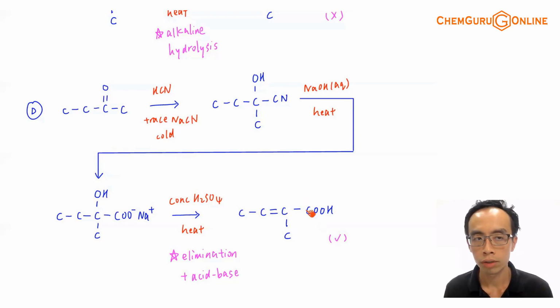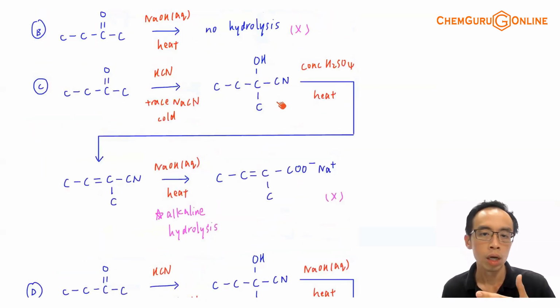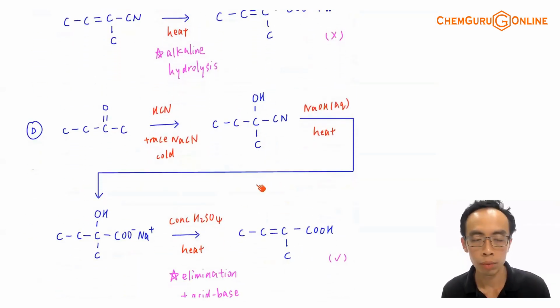So you notice if I consider option C and option D, which are pretty close, it's just the sequence: which one do you want to do first, which one later? Should you do elimination first followed by alkaline hydrolysis, or should you do it the other way around?